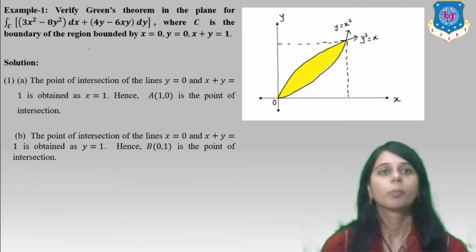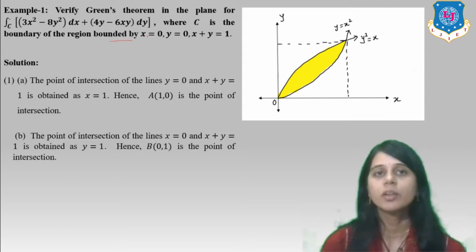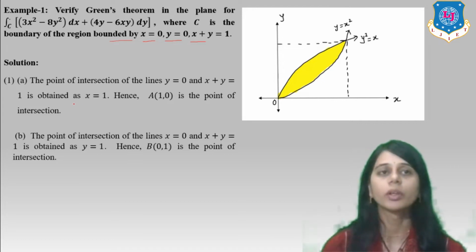Example 1. Verify Green's theorem in the plane for the integration of (3x square minus 8y square) dx plus (4y minus 6xy) dy, where C is the boundary of the region bounded by x equal to 0, y equal to 0, x plus y equal to 1.